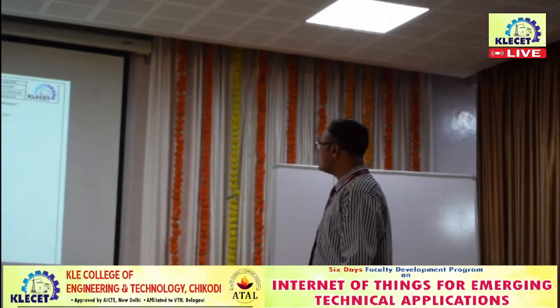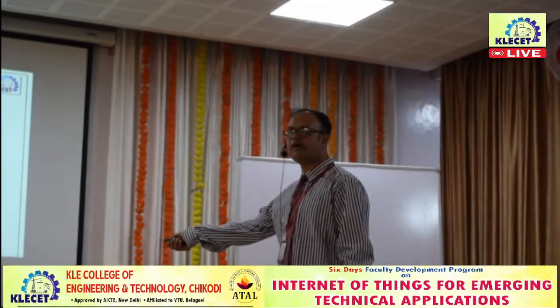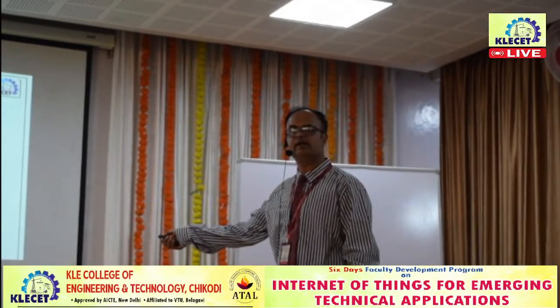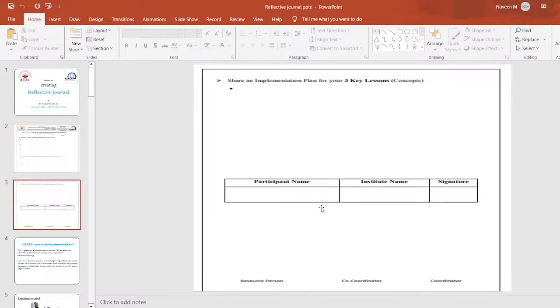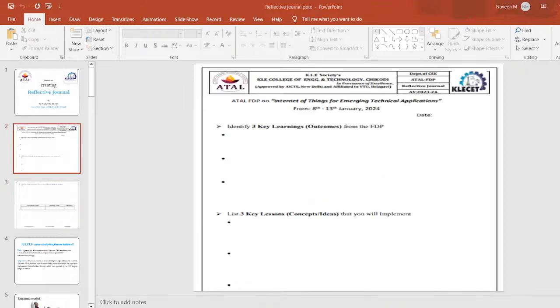Once that is over, I think most of you would have completed this first activity, right? I am going to randomly call some 10 people. You have to come here and talk about what you have written. Only 3 key learnings you can write. Next is 3 key lessons. Any idea you have, you can write 3 ideas.